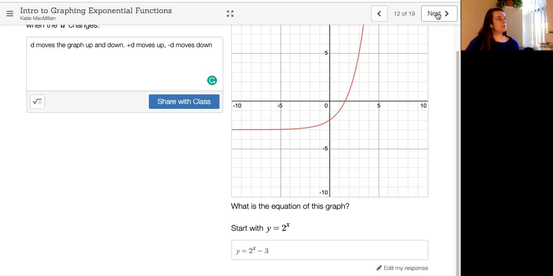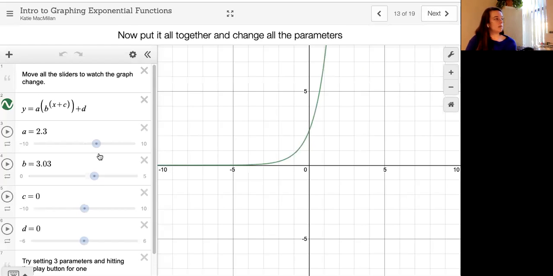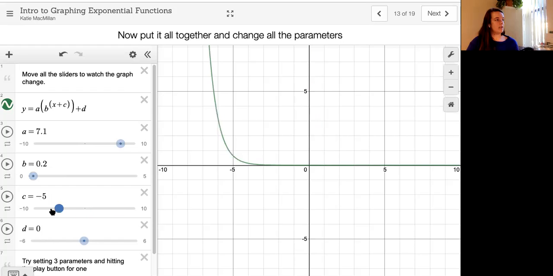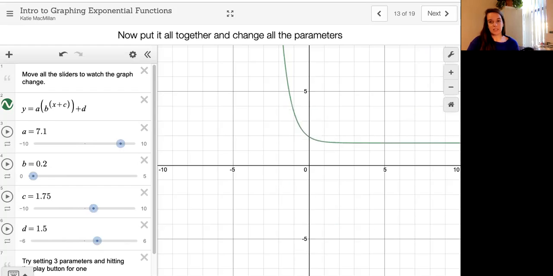As we're moving to 13, you're going to be able to see how they all move at the same time, right? A, remember, is going to flip over our equation. B makes our equation flatter or more steep, right? Additionally, it can flip it over if we're over here. C moves our equation left and right. And D moves our equation up and down, right? So there are a lot of things that we have processed during this time.